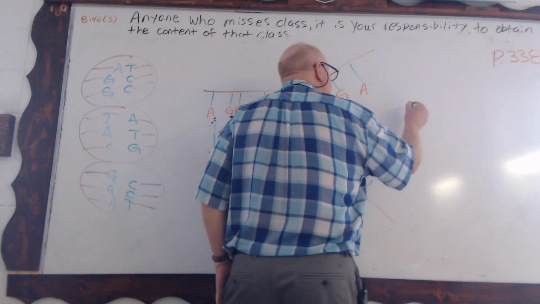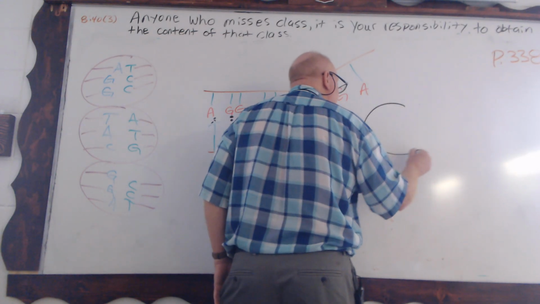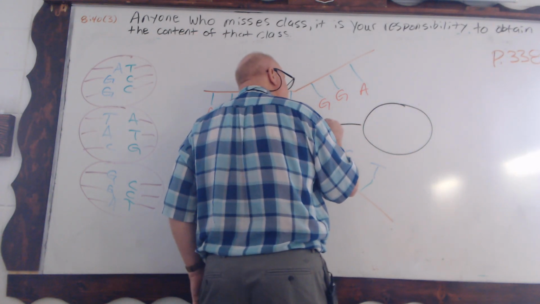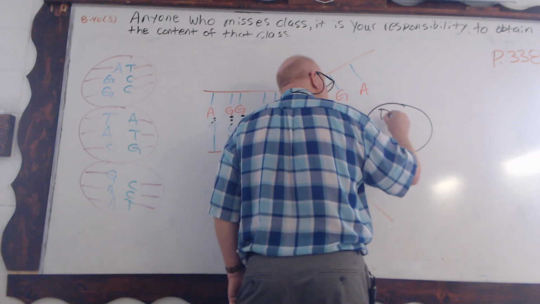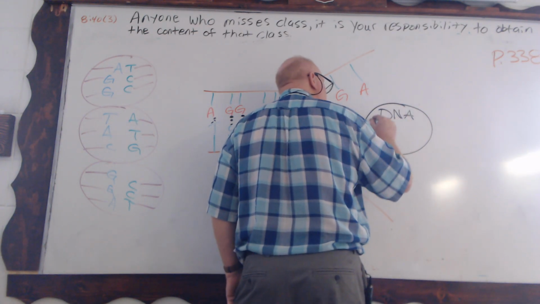So we just have this circle, and this circle is just an enzyme moving in this direction. And it's what we call DNA helicase.